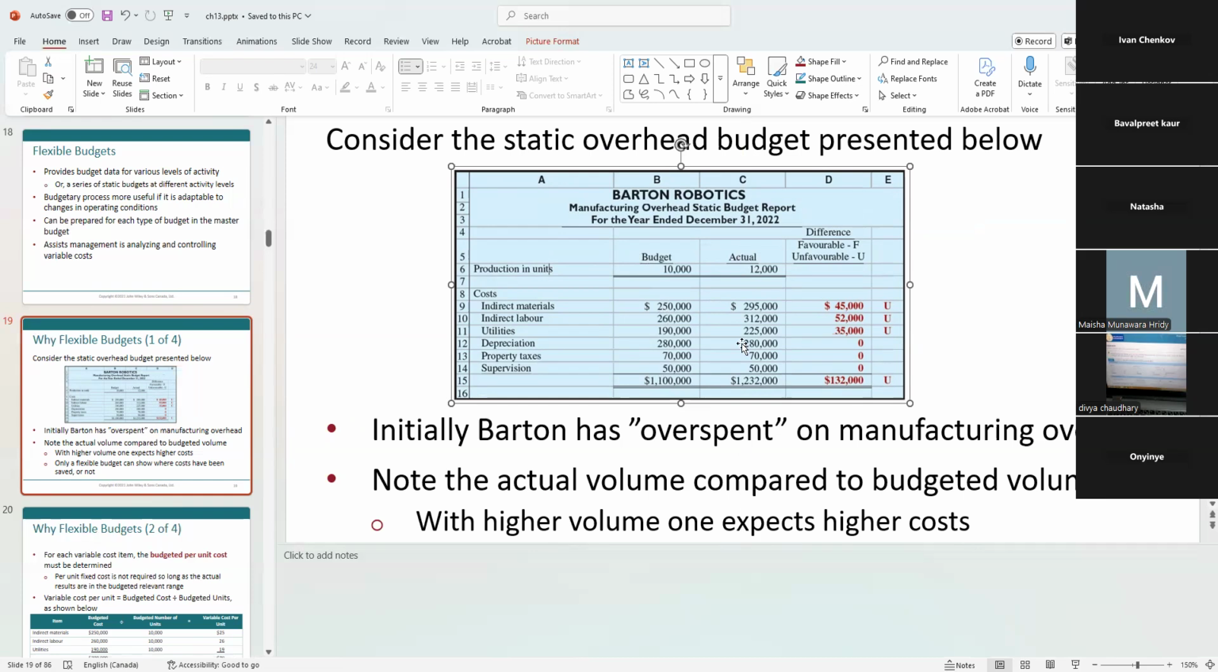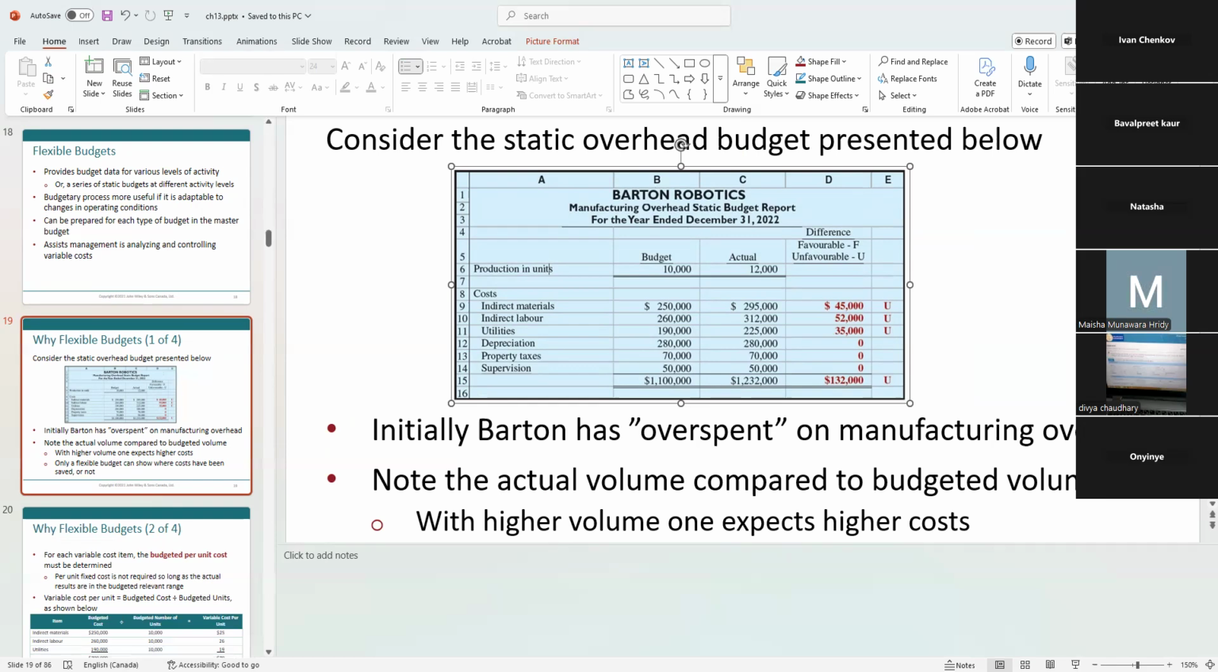What you have to do is convert the budget on the static activity to a budget using the actual results, actual input, and then compare the actual numbers versus the budget numbers at the actual level of activity. How can we do that?